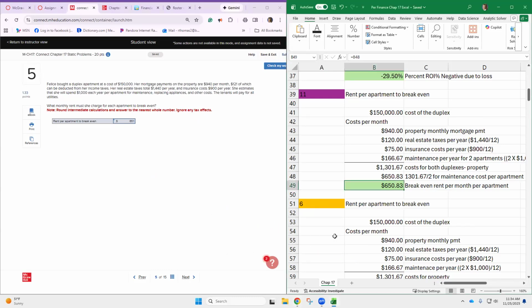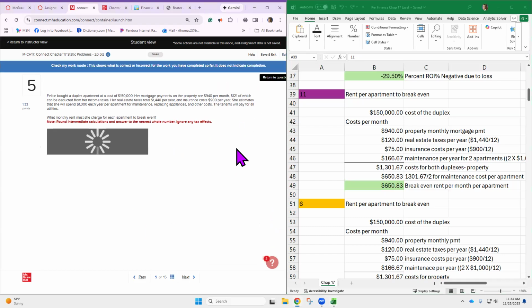Okay, so, yep. All right, so this was number 5. So our break-even point is $651. Oh, and then they want it rounded to the nearest whole number. So I think this is correct. Does anybody have any questions over the different amounts we put in together? I just thought it was better to go ahead and figure out the property as a whole and then divide by 2.